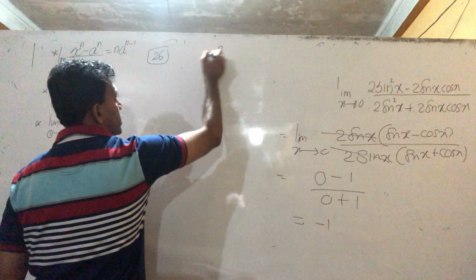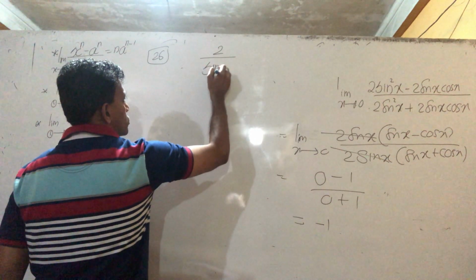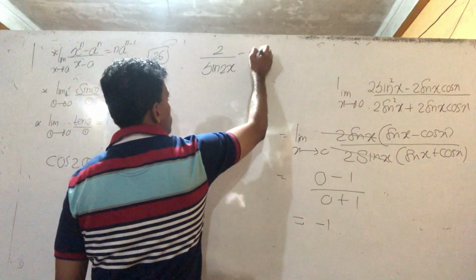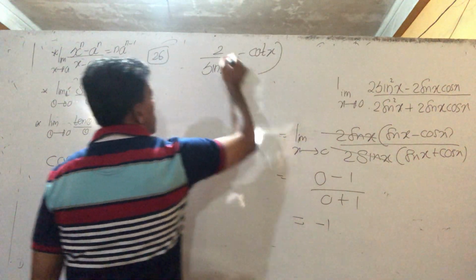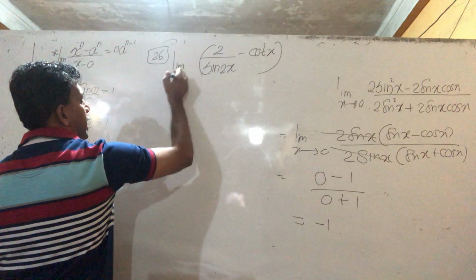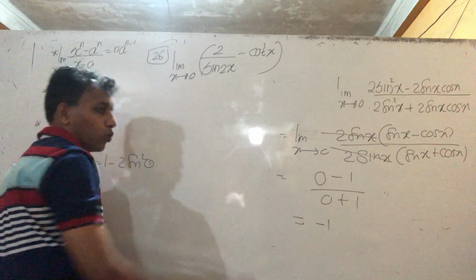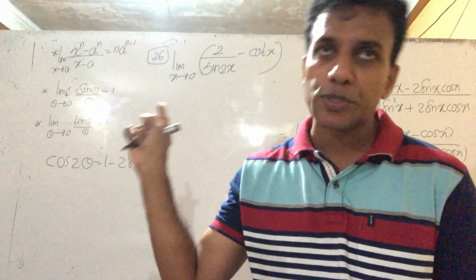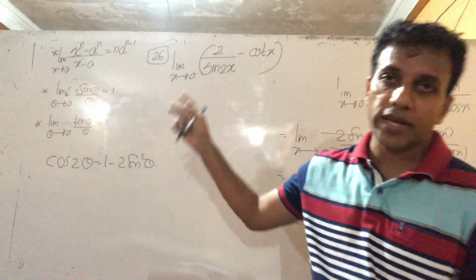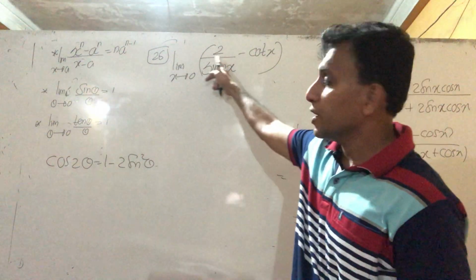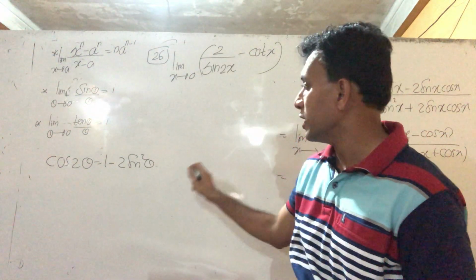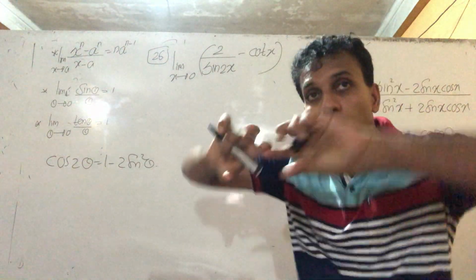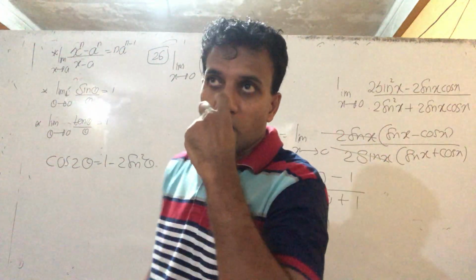2 over sine 2x minus cot x. Here, the limit as x tends to 0. Always spend a few seconds to straight substitute and check what happens if you substitute x as 0. Sine 0 is 0, 2 divided by 0 is infinity. You know, tan 0 is 0, so cot 0 is 1 over 0, the reciprocal, infinity.